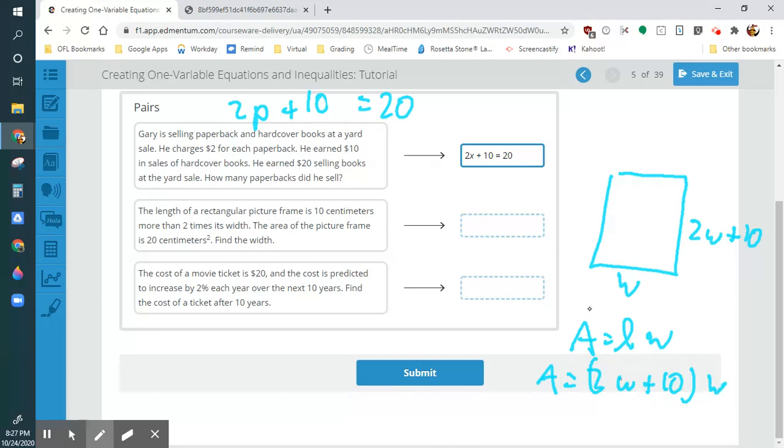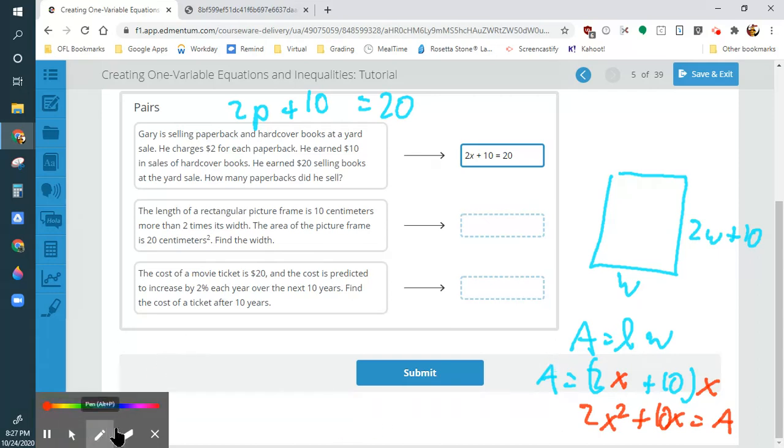If we replace these with x's, I'm going to get rid of this w and replace it with x. That's one thing I didn't mention: we're substituting different values in. If I distribute this, I get 2x squared plus 10x is equal to the area. And the area of the picture frame is 20. So in this case, we know what the area is. They're telling us that the area is 20.